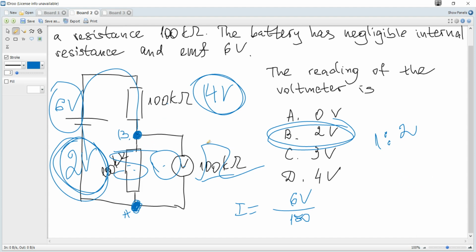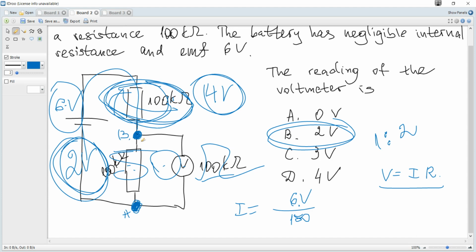But if you know current, its current will be through this. Then you can calculate voltage as current times resistance, so this current multiplied by this resistance and find voltage across this. Then 6 minus this result, you find voltage across AB because they are in series.